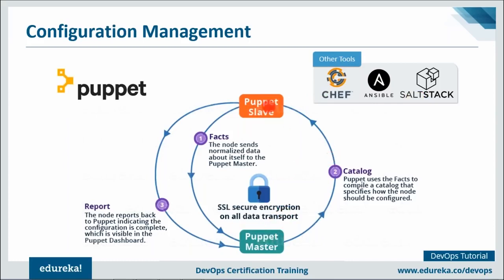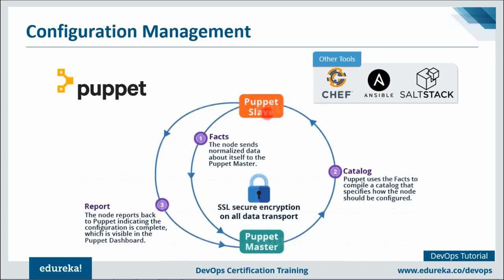They keep on checking the master at regular intervals. And if there is any change in the configuration, it will pull it. Now, let me explain to you the architecture that is in front of your screen. That is basically a typical Puppet architecture, in which you can see that there's a master-slave architecture. Here is our Puppet master and here is our Puppet slave.